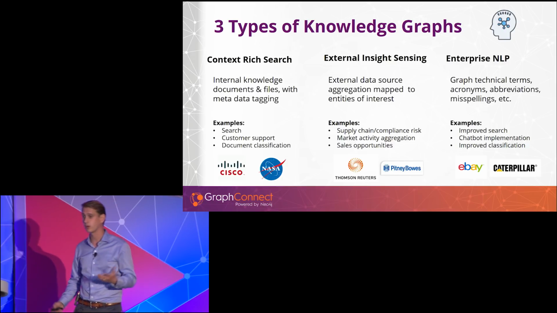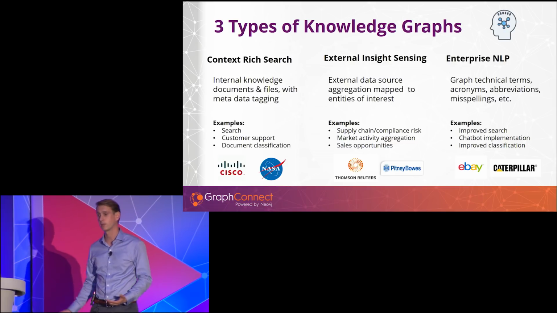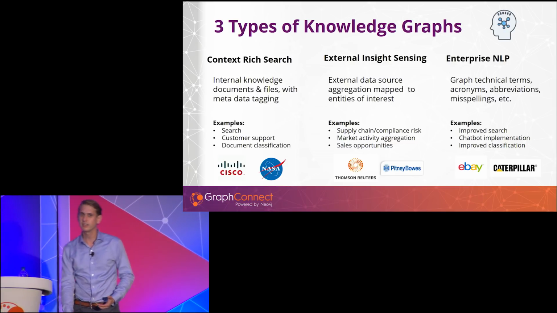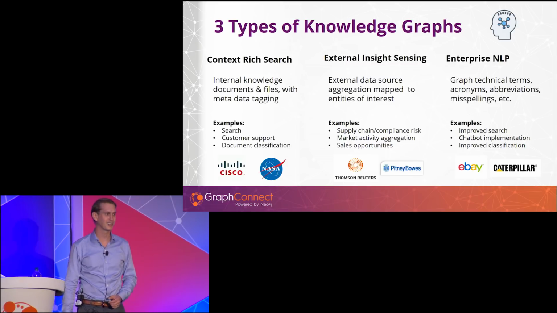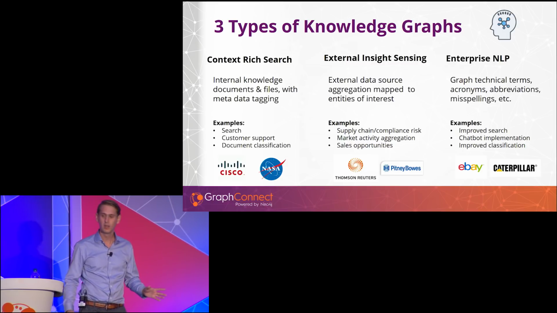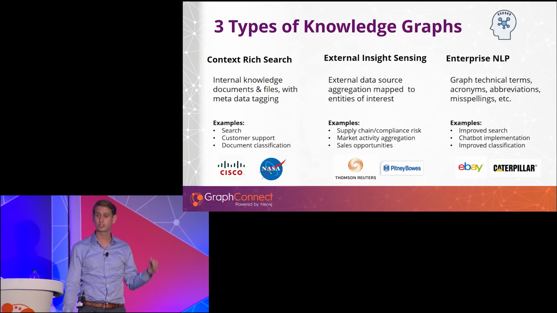Instead of giving one example, I want to talk about the three major types of knowledge graphs that we see in the market. And these aren't Neo4j canon terms. These are just my terms. So you might see them slightly different. But I tend to think of these three types of knowledge graphs as context-rich search, external insight sensing, and enterprise NLP. I like to think of them as basically a hierarchy.